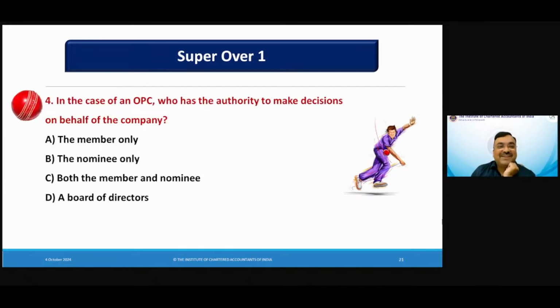Fourth, in case of an OPC, who has the authority to make decisions on behalf of the company, who will take the decision? The answer is member. Directors are working on the instructions of the member. They are authorized only to do the working, but the ultimate decision authority is a member.